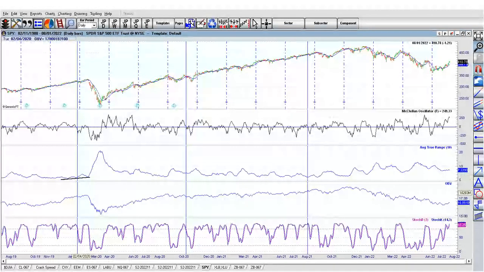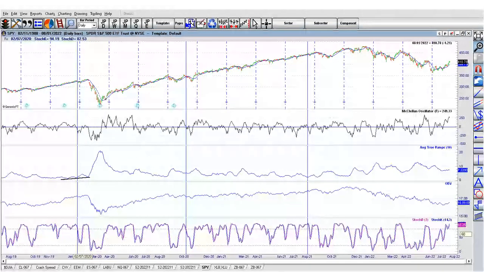Then you use other indicators. What's the condition of the market? What's the participation rate? Are there more sellers than buyers? Or when the market goes down, is it on heavy, cumulative volume patterns? And for that, I like to look at the trend of on balance volume, OBV.